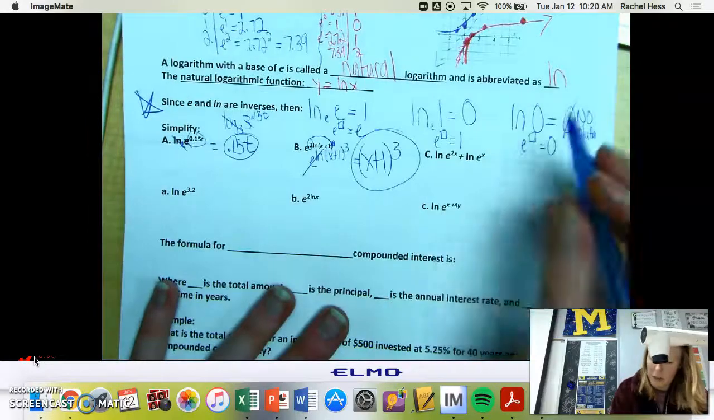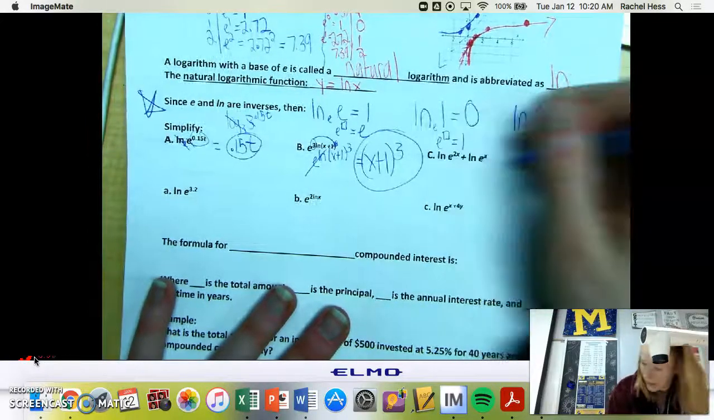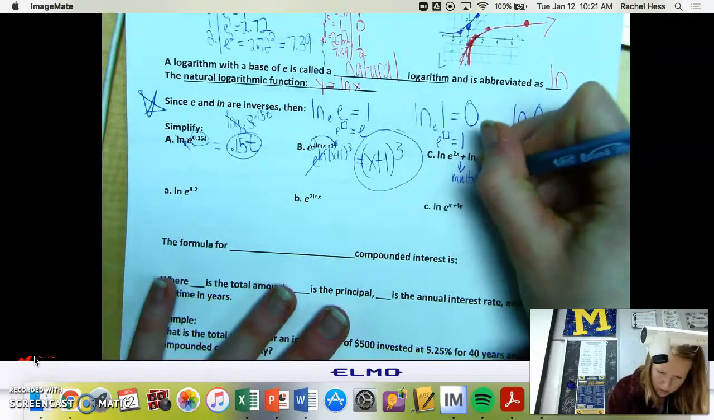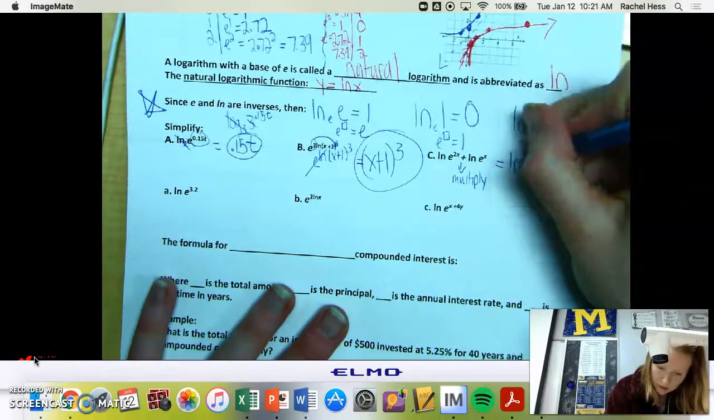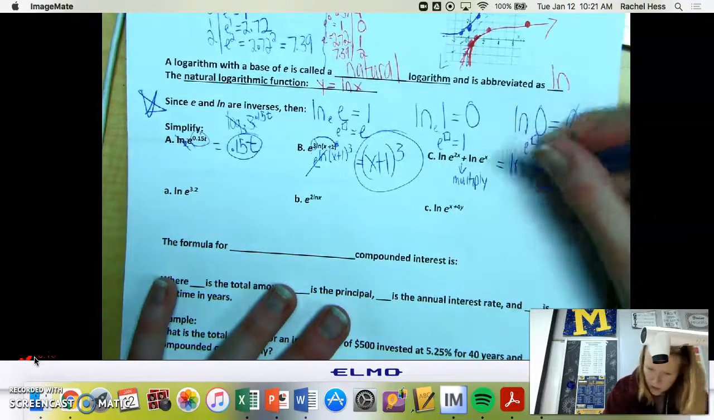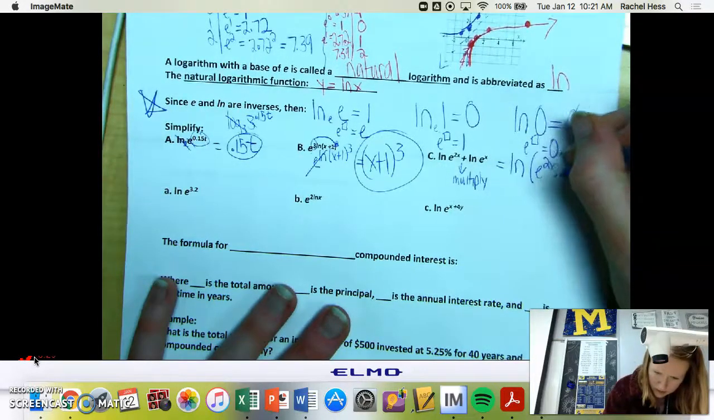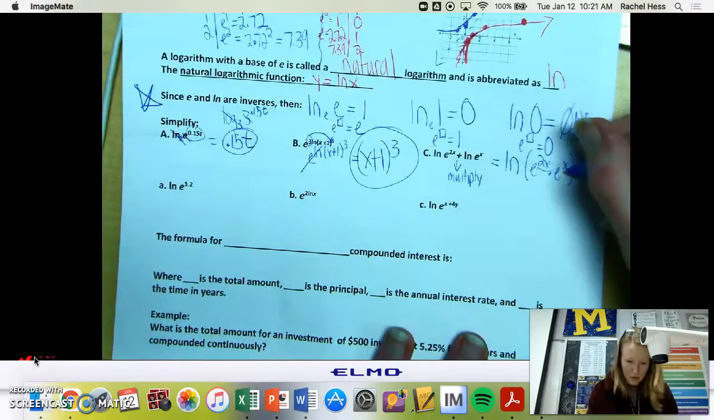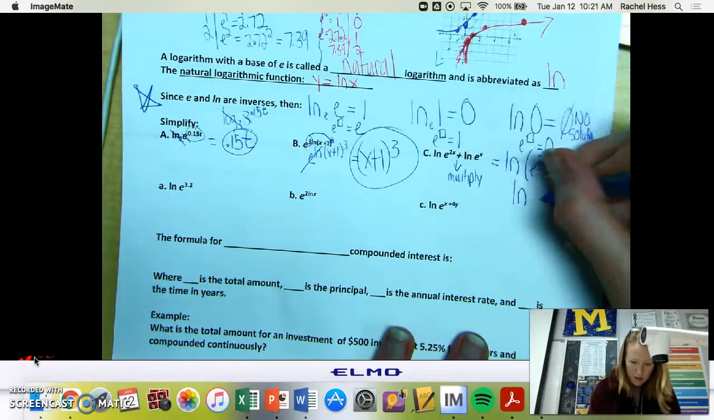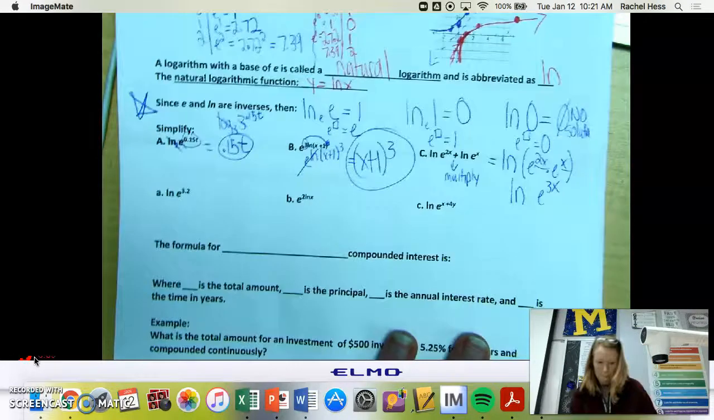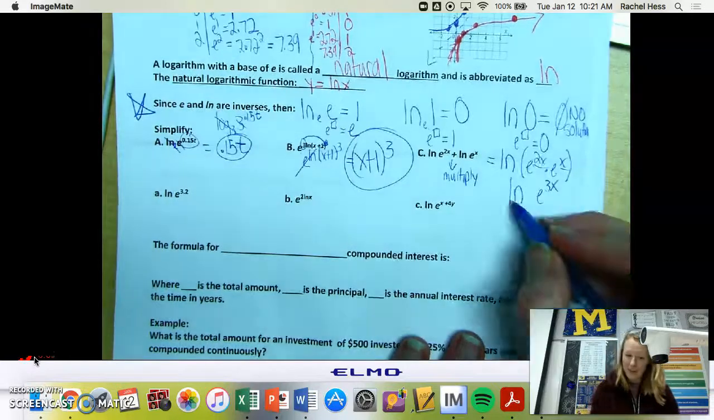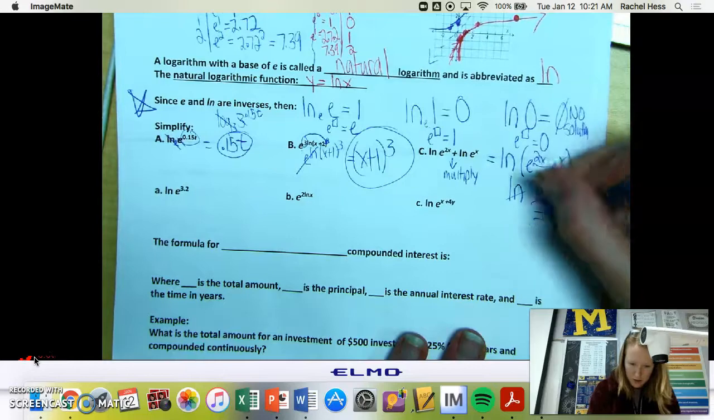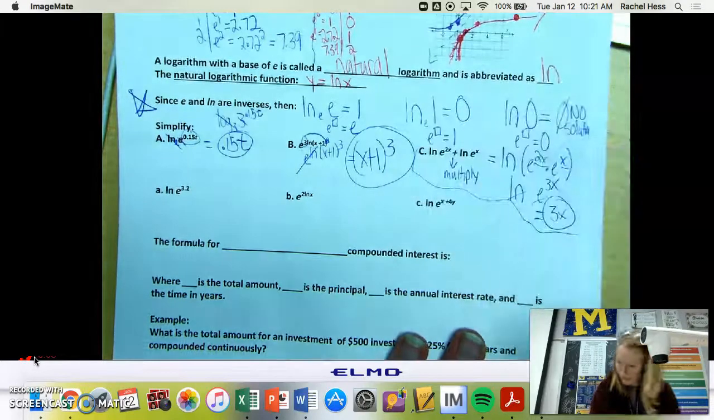Similar rules apply for natural logs as logs. In order to combine logs, addition means to multiply. So I'm going to have the natural log of e to the 2x times e to the x. And if we're multiplying exponential expressions, we add those exponents. So I would have the natural log of e to the 3x. And oh look, I have a natural log and an e right next to each other. Those would cancel, so my answer is just 3x.